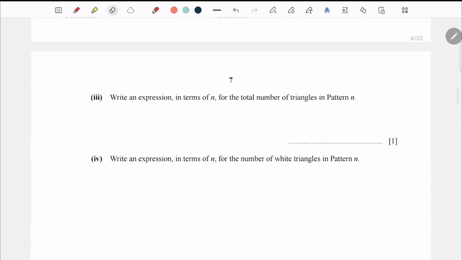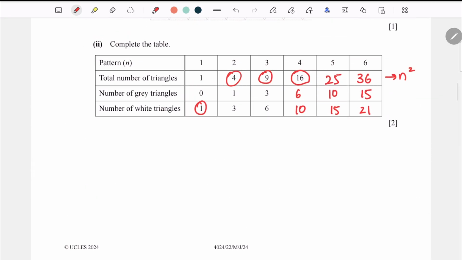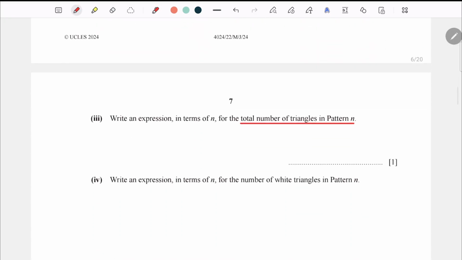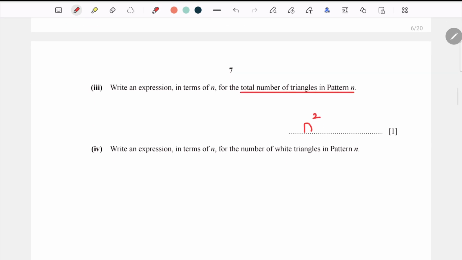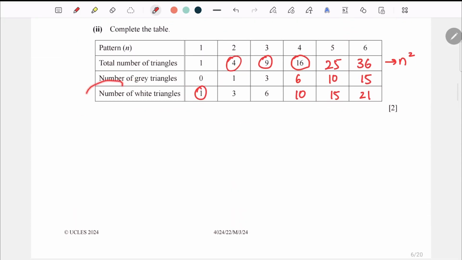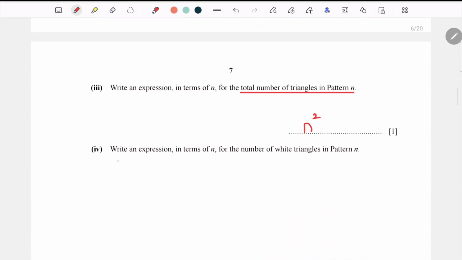Now in part 3, write an expression in terms of n for the total number of triangles in pattern n. Total number of triangles is this one right here, and we had already found the general formula, that was n square. So for total number of triangles, the expression would be n square. In part 4, write an expression in terms of n for the number of white triangles. This is for white triangles: 1, 3, 6, 10, 15, 21, and so on.